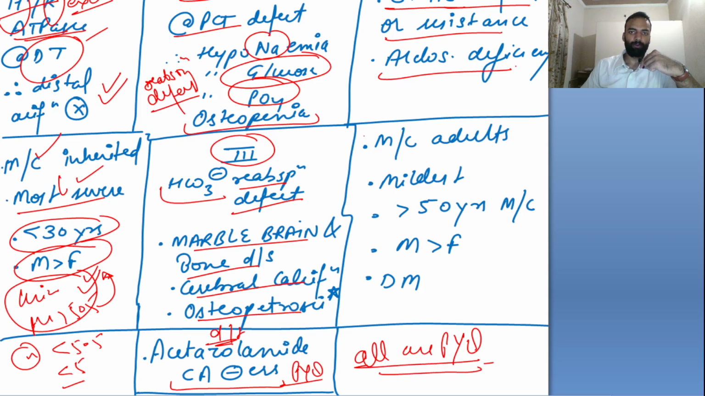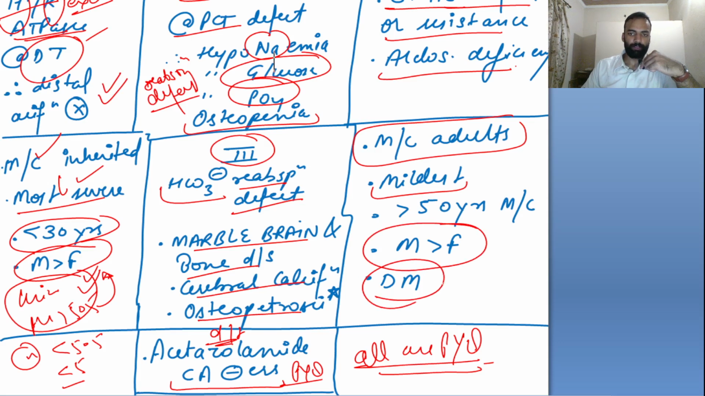Now for type 4, it is most common in adults. It is mildest. It is more in males than females. It occurs in patients with diabetes, and it occurs in adults, so patients more than 50 years of age.